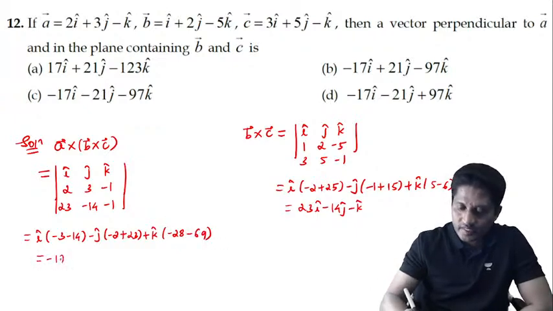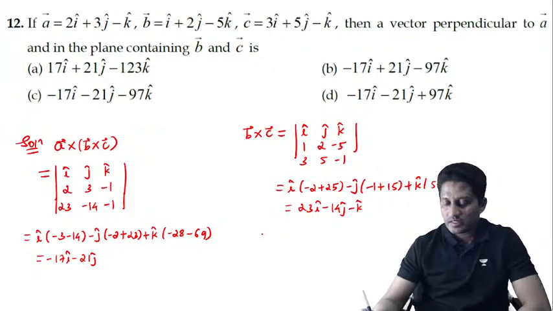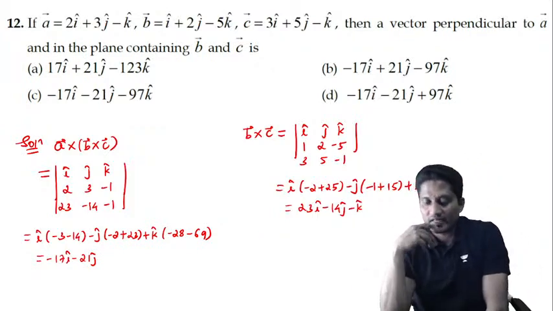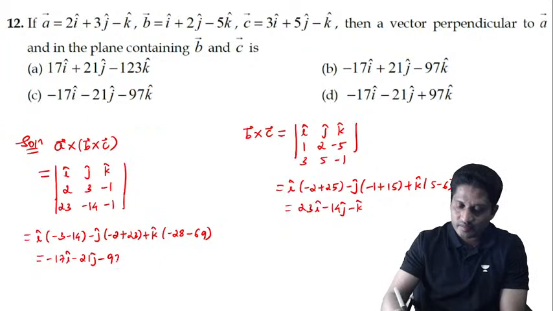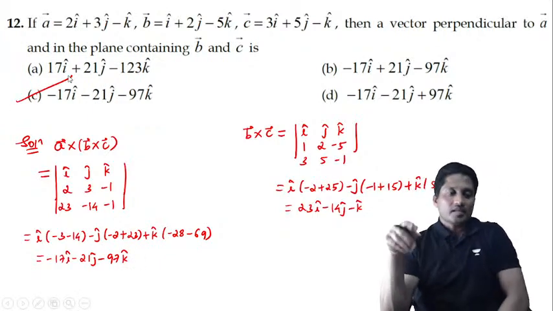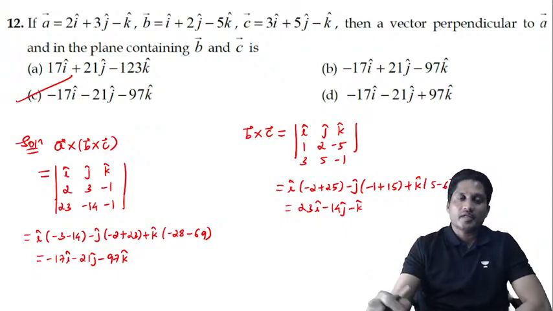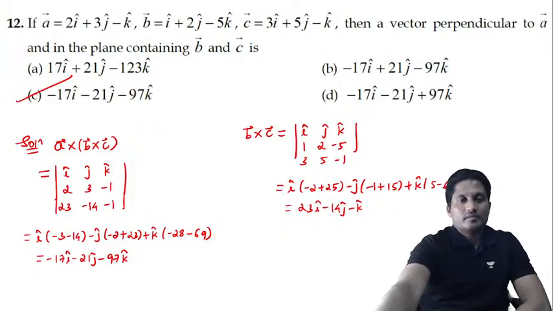This is minus 17I minus 21J minus 97K. Answer should be option C. So a vector in the plane of A and B, but perpendicular to A and in the plane of B and C, is A cross B cross C only. That is the vector triple product.